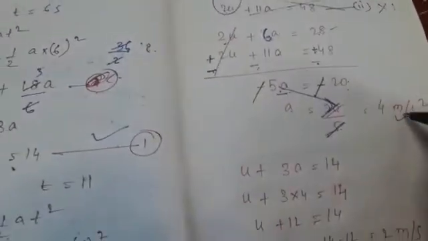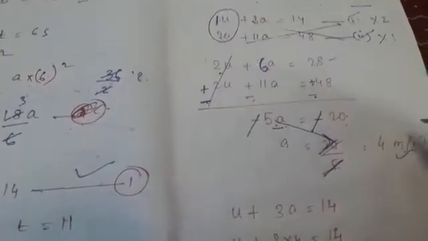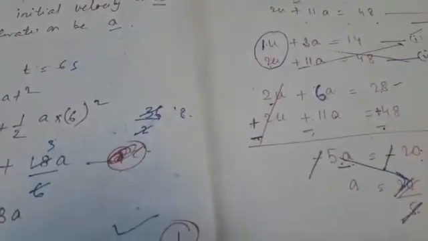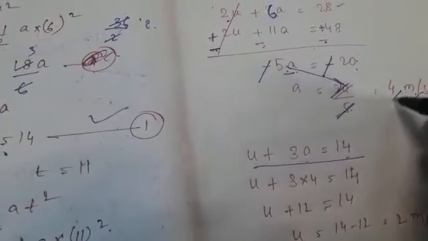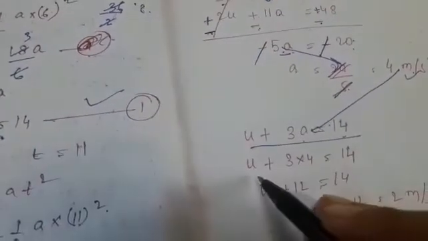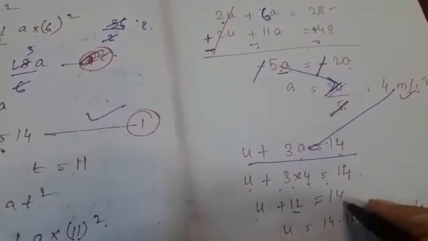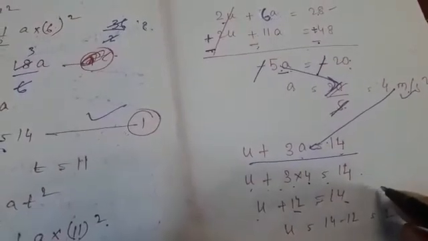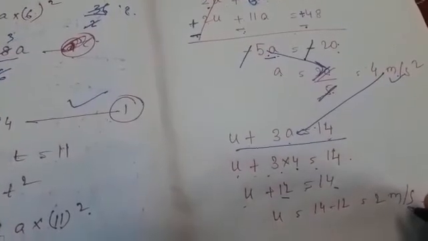Now substitute the value of this 4 in either of equation 1 or 2, wherever you feel like. So what is our first equation? u plus 3a equal to 14, right? u plus 3a equal to 14, our first equation. Substitute in this equation the value of a, which is 4. So we can write u plus 3 into, in place of a you place 4, is equal to 14. So u plus 12 is equal to 14. You bring the 12 to that side, so it will become minus 12. So 14 minus 12 will give you 2 meter per second.